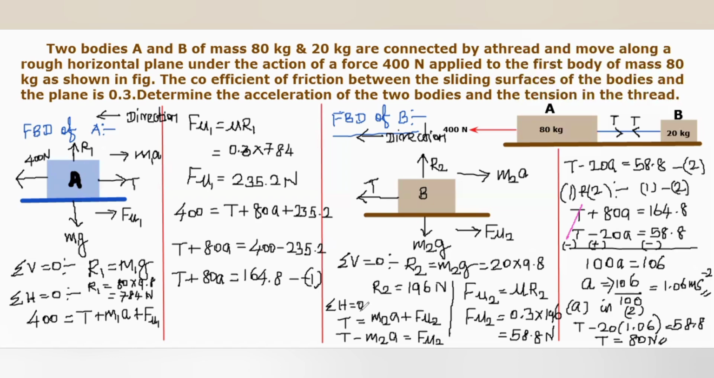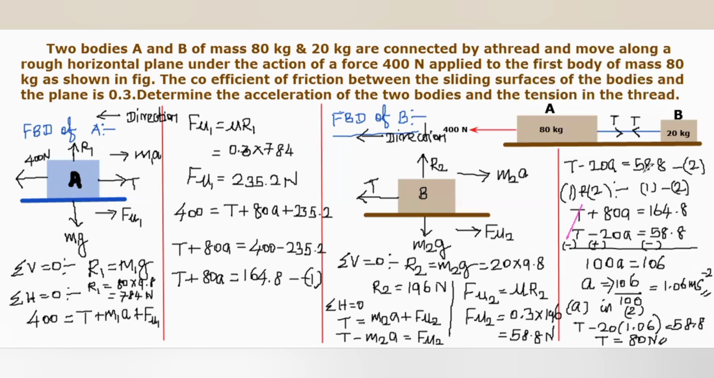Here, what are all the horizontal forces acting? Towards the left side only tension is acting. Towards the right side, M2A and the frictional force of the object B are acting. So left side force equals the right side forces, that means the algebraic sum of the right side forces. So T equals M2A plus F mu 2. So T minus M2A equals F mu 2. Substitute the calculated values of M2 and F mu 2, and we get the second equation.